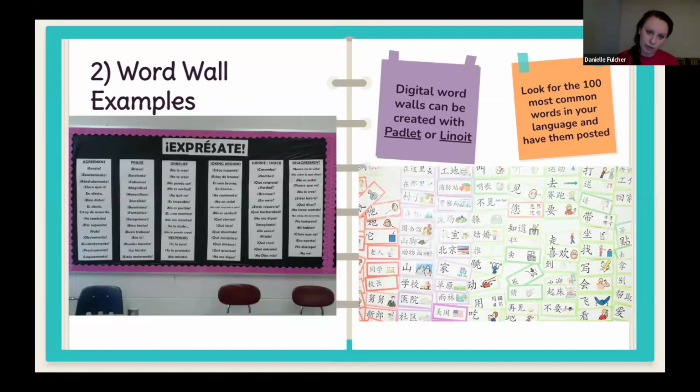If you don't have your own classroom, you can also utilize digital word walls. Two apps that are really great for this are Padlet or Linoit, and I've put the links in there if you wish to create your own word wall. These can be added to and displayed on your classroom learning management system so that students can have it on a daily basis, or if you can figure out how to put them as your background, that's the way to go.